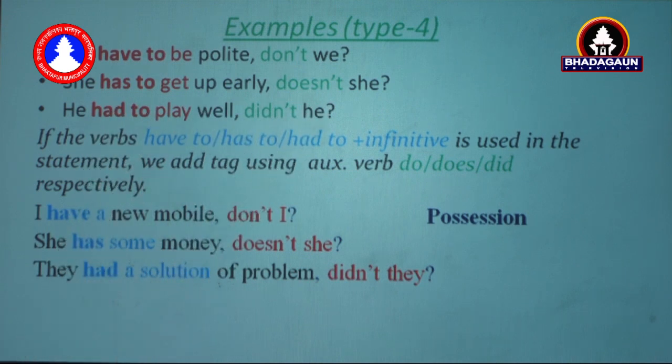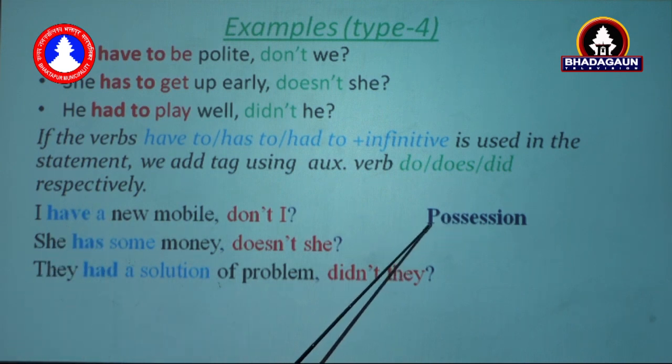In the same case, next one, sometimes students get confused. I have a new mobile. Have is there, has is used there, had is used there, but after have, has, had, there is no verb 3. If there is no verb 3 after have, has, had, these words are not considered auxiliary verbs.